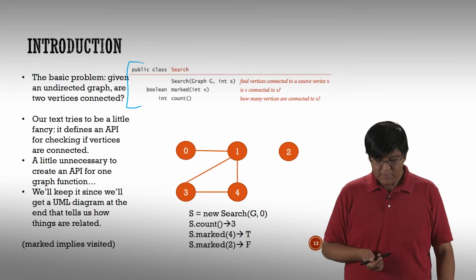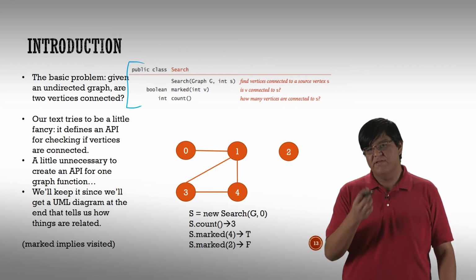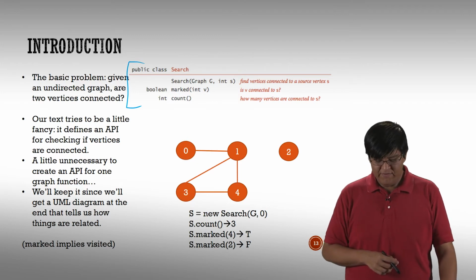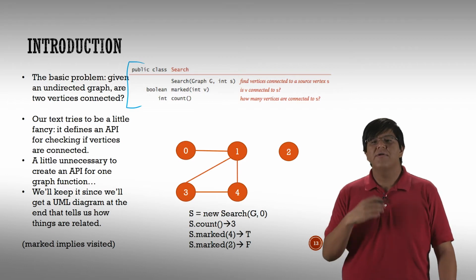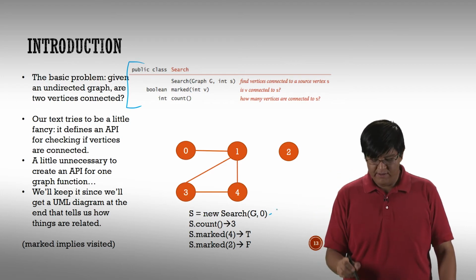So we have this graph here: 0, 1, 2, 3, 4. This is a graph which has a little bit of a problem because not everything's connected, but that is what it is. Notice our first line, we go S equals new Search(G, 0). Basically what you're saying is, I want to search this graph to see whether things are connected. I'm going to start at node 0. What is node 0 connected to? That's what this first line is doing.